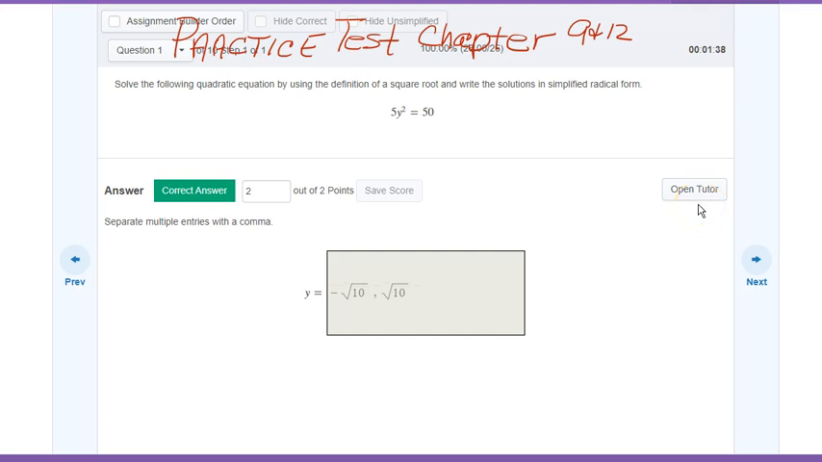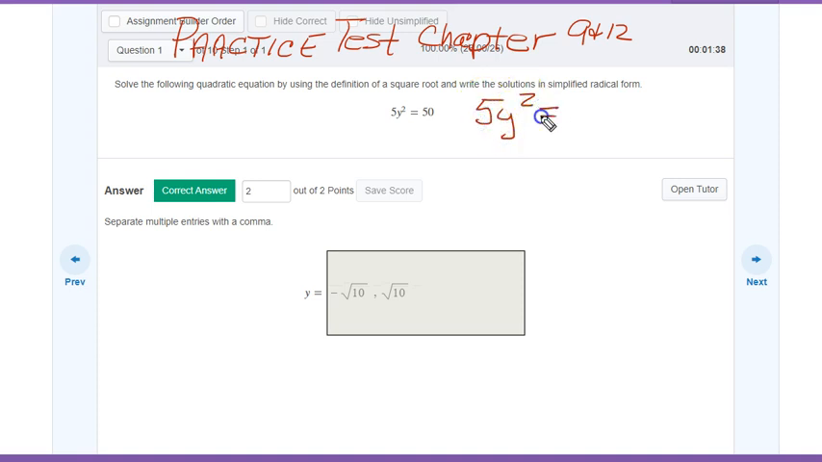This will be a practice test of chapters 9 and 12. And again, I suggest you write the example down and then what steps to solve it. So let's write it big here.